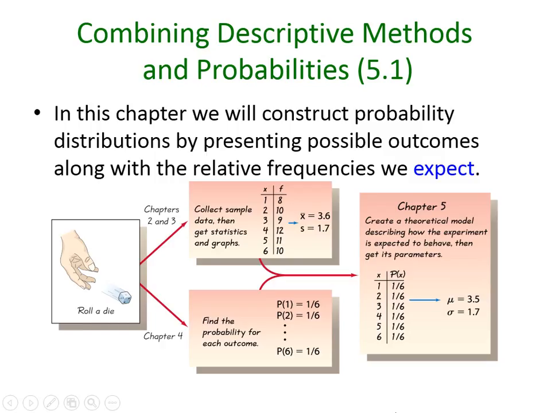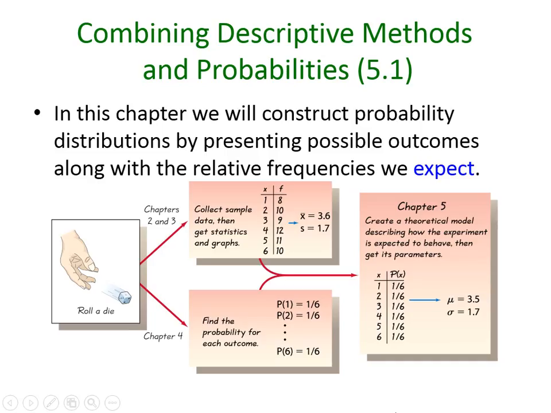So when we're rolling a dice, in Chapters 2 and 3, what we did was we counted. For rolling a dice, you have the options of 1 through 6. We counted how many times we rolled a 1, how many rolls of 10, how many rolls of 2. We counted how many of each one of those we got. We found the mean and the standard deviation based off what we actually did in our experiment. And so we were able to find that the mean roll was 3.6 and the standard deviation was 1.7 for this experiment. So that's where we've been.